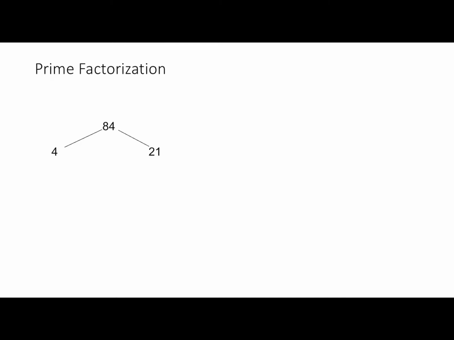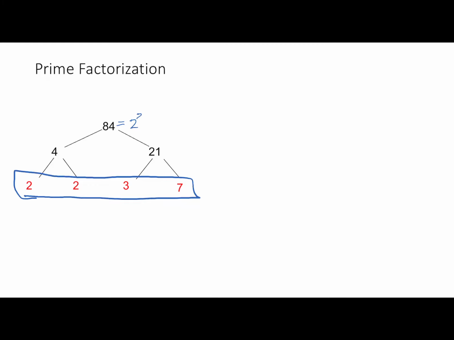4 and 21, neither one of those is prime, so I can factor each of those again. 4 factors as 2 times 2, and 21 factors as 3 times 7. Those numbers are in red because they are prime numbers, so I can't break them down anymore. To find the prime factorization, I'm going to look at these numbers in red and multiply. So the prime factorization for 84 is 2 squared, because I have two 2's, times 3 times 7.